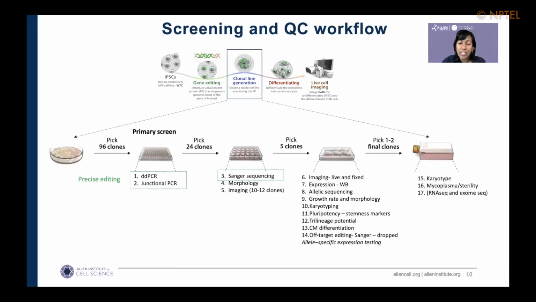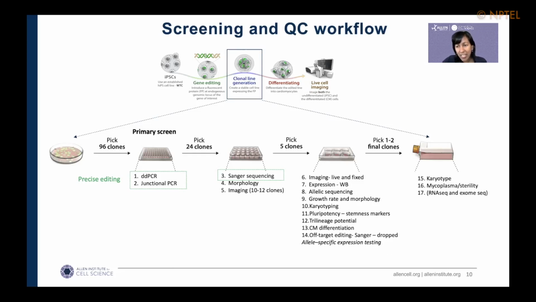Of course, we do many lines in parallel. And here are the 17 different assays we do. I don't plan to go over all of these, except to say that we start with 96 clones and we end up with the 102 clones. Then we release one to the public.